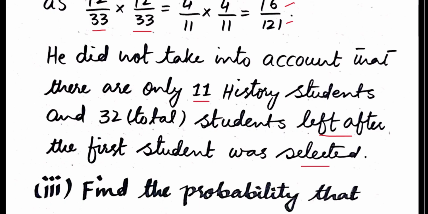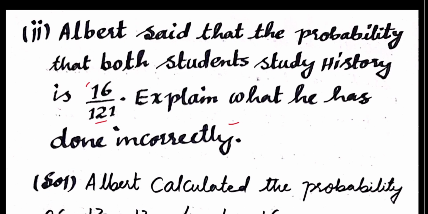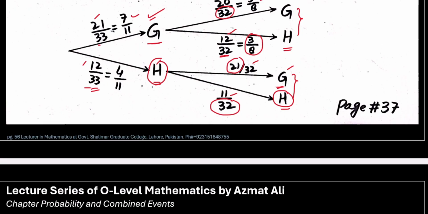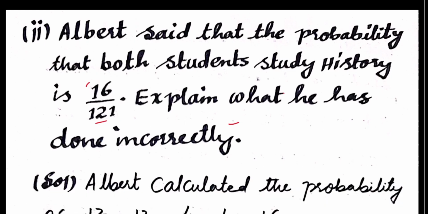So the correct answer, if both students study history, will be as follows. At the first place, students who read history, this is 12 over 33, that is 4 by 11. The second student also reads history, this is 11 over 32. So the correct answer will be 1 by 8. This is the correct answer.